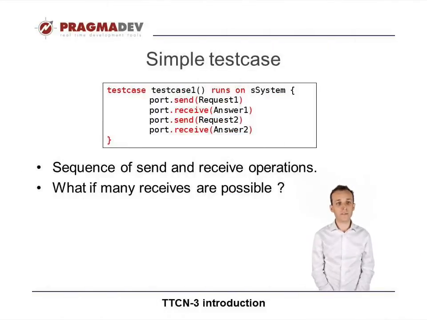As seen before, the test case is the behavior of the MTC. In this example, a new test case named Testcase1 is defined. The keyword runs on indicates on which component type the test case will be executed. A test case is a sequence of send and receive operations. The send will stimulate the SUT, and then the test case will wait for an answer with the receive operation. If the received message does not match with the waiting one, the test case fails. But what if many message receptions are possible after a send operation?